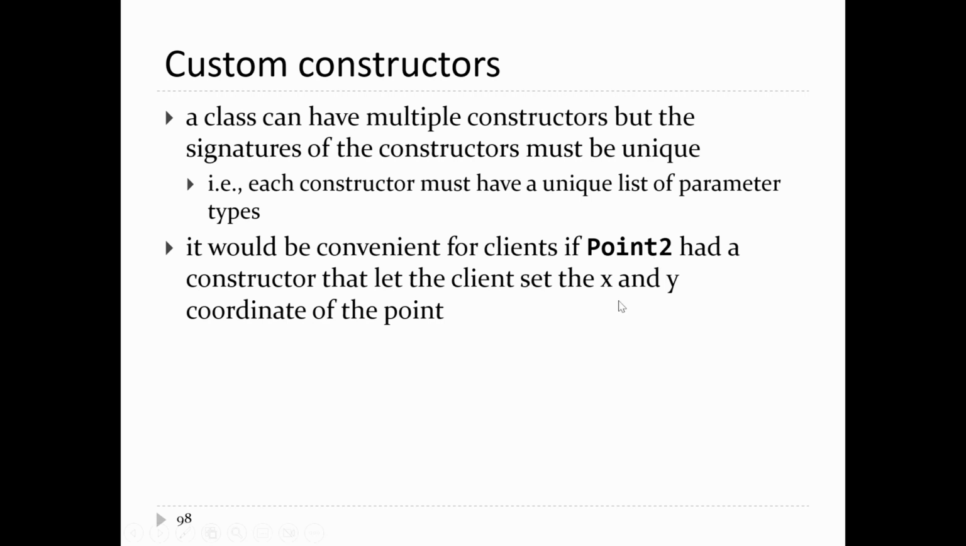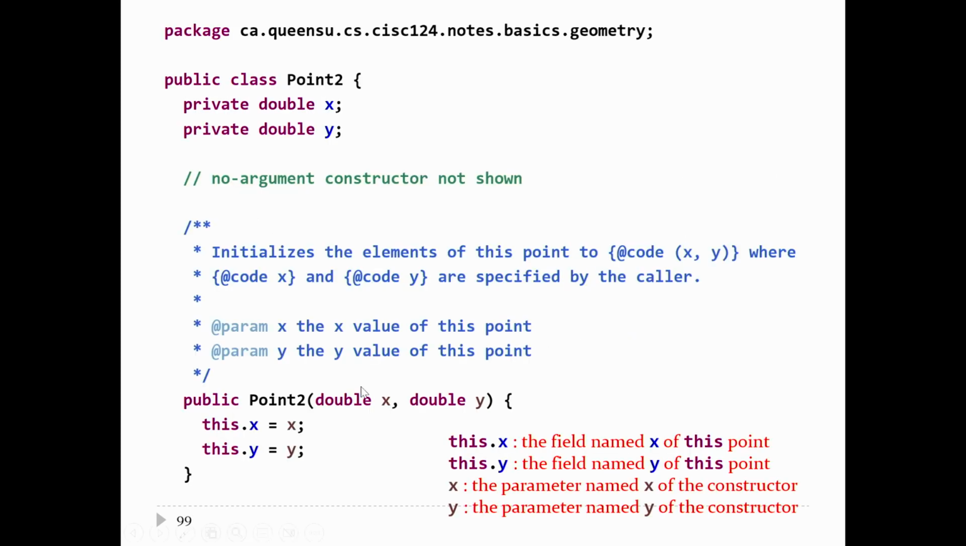For point 2, it makes sense that the user of the class is going to want to make a point with a specified x and y coordinate. So add a constructor that has a specified x and y coordinate. This is an example of where you must write this dot x and this dot y in front of your fields. Our constructor here takes in the x coordinate and the y coordinate of the point. But notice here, the parameter x is the same name as the field x, and the parameter y has the same name as the field y. So this is fine in Java.